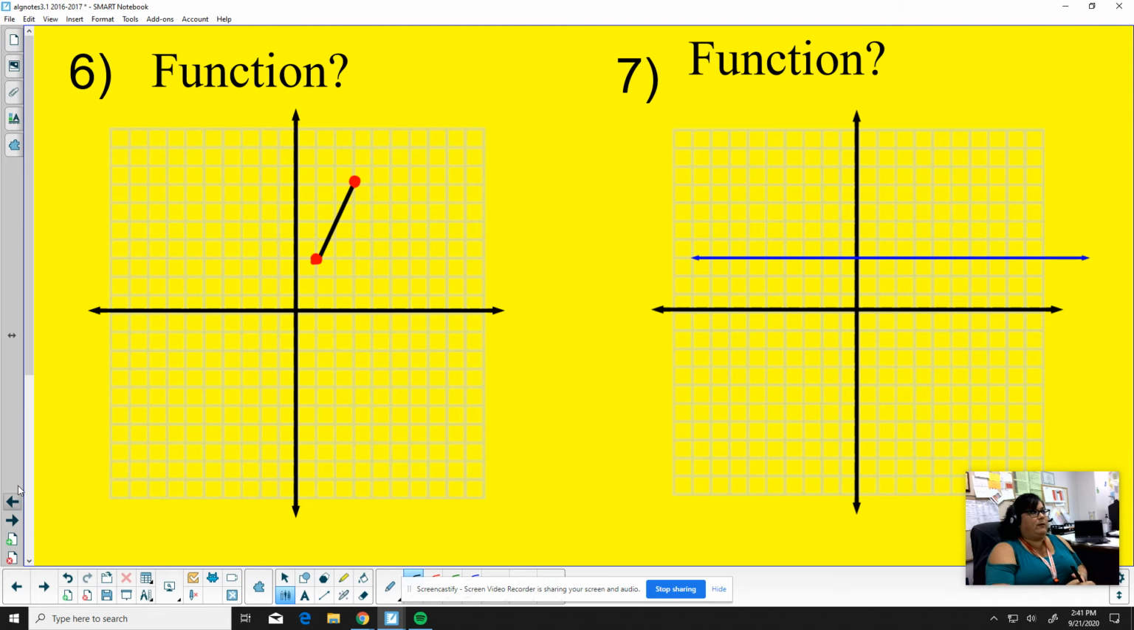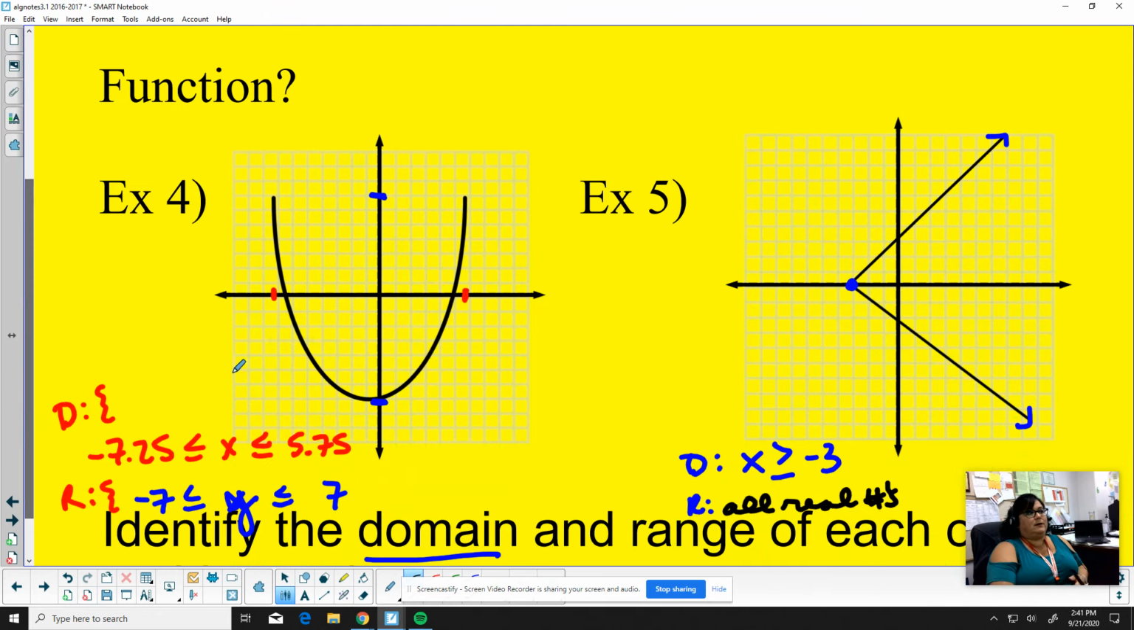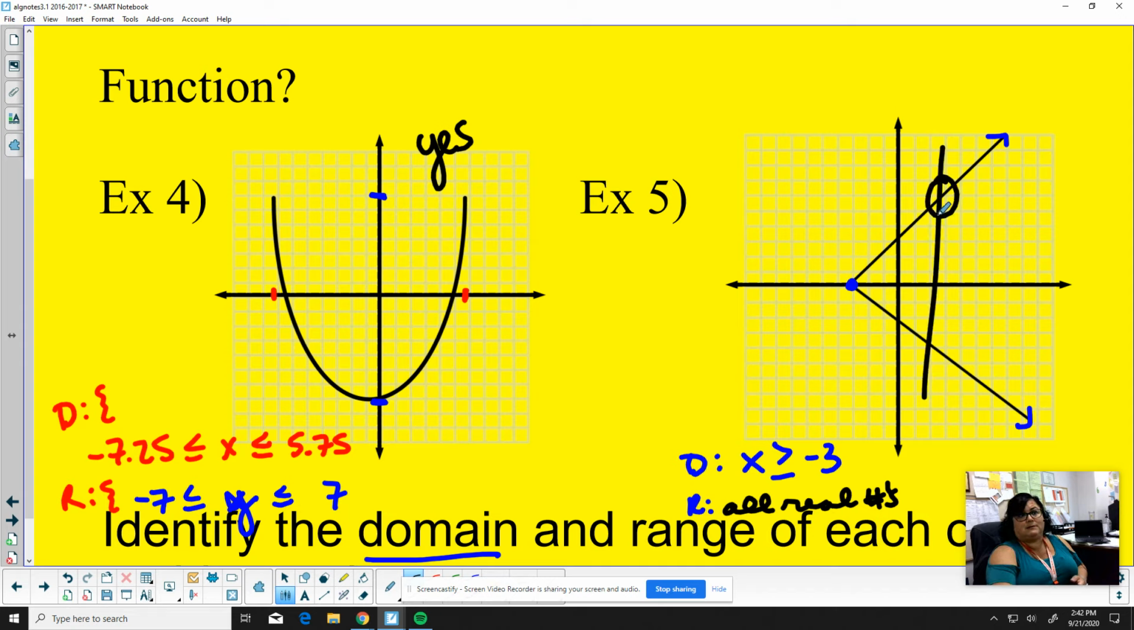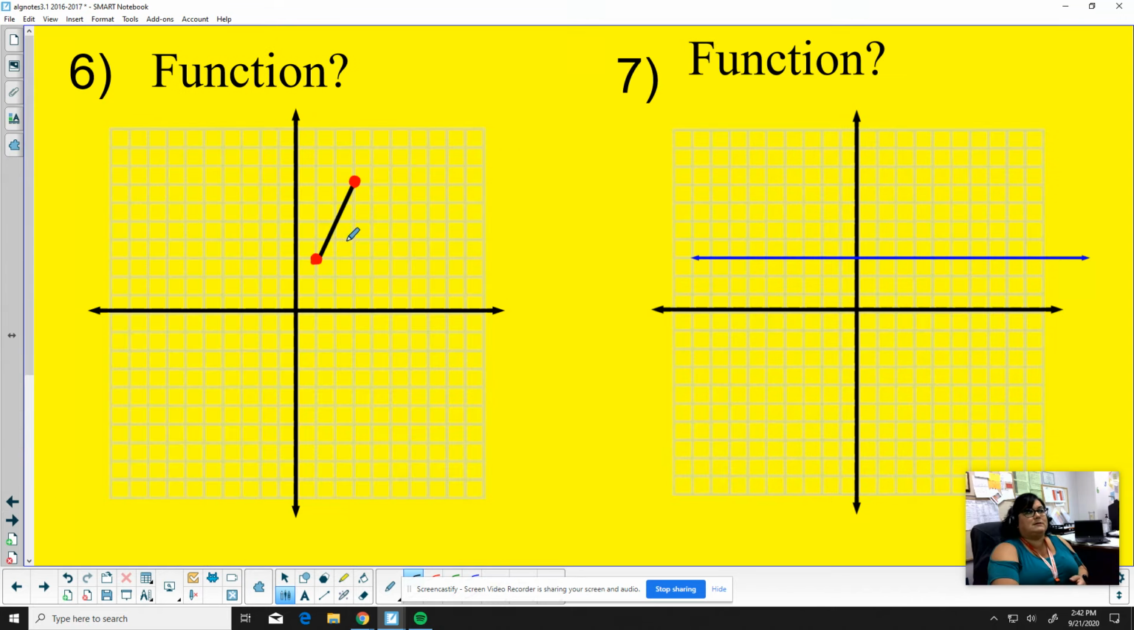Okay, and then we didn't say whether they were functions. So is this a function? Yes, this is a function because no matter where I draw a line, it only hits it once. And no, this is not a function because if I draw a vertical line, it hits it 2 times. Not a function. I think I might have done that. All right, let's try this one. Number 6, this is a function.